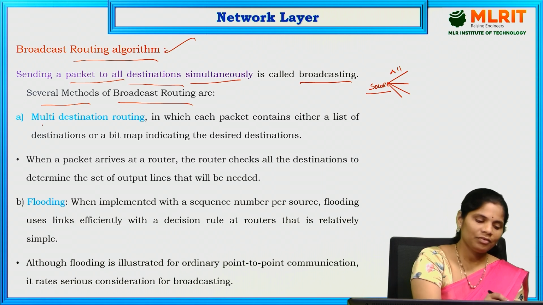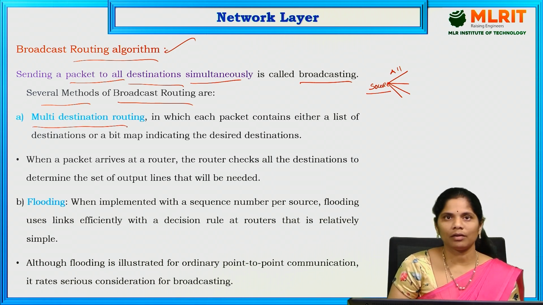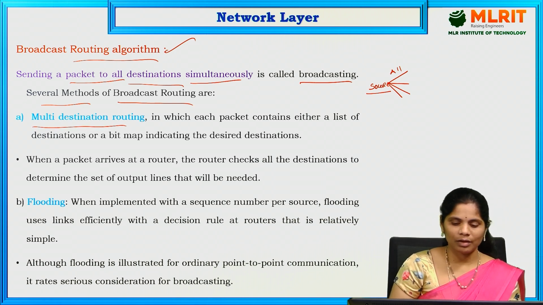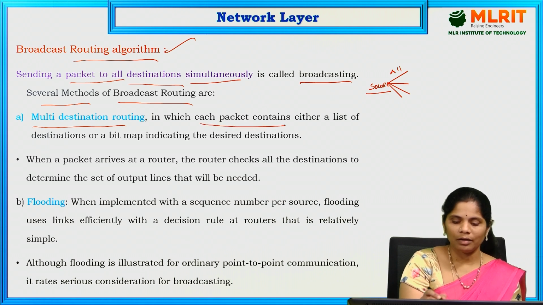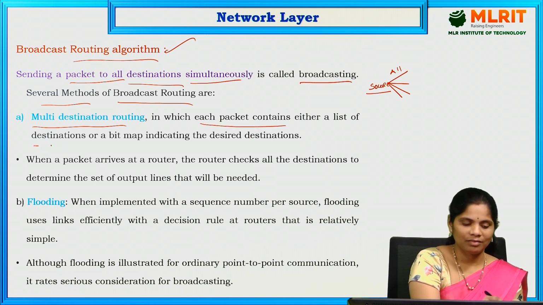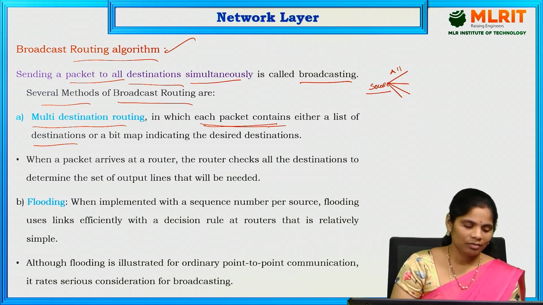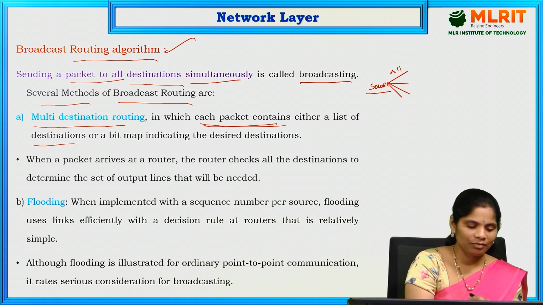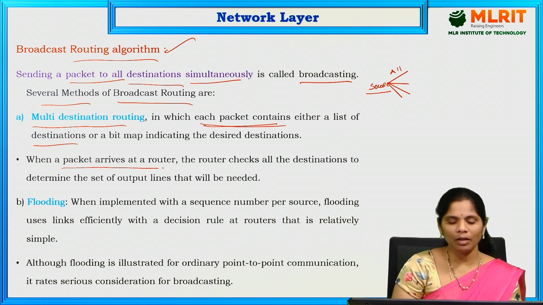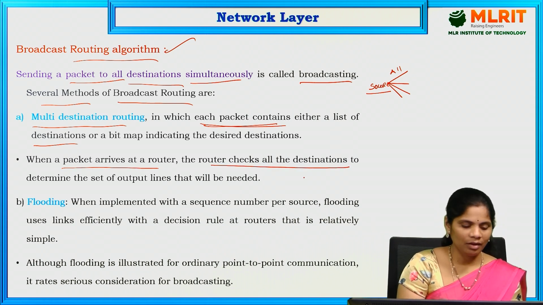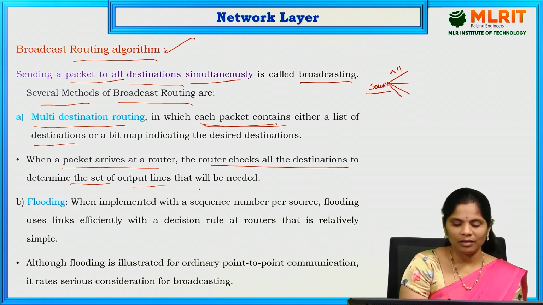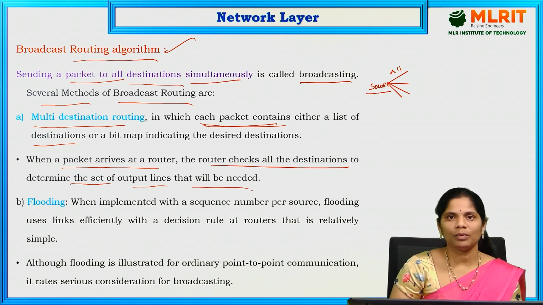The first one is the multi-destination routing algorithm. In this algorithm, each packet contains the list of all the destinations, so you can send the data to all the destinations. When the packet arrives at that particular router, the router checks the destinations and determines the set of output lines that will be needed.